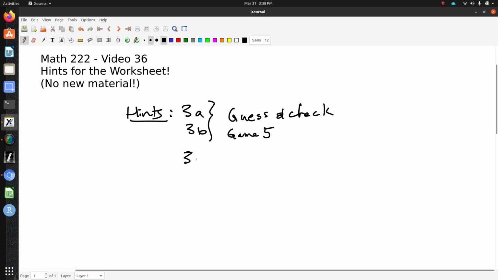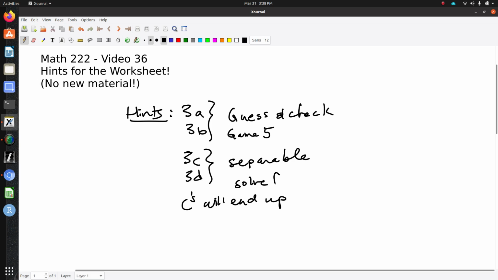For 3C and 3D, they're of course separable, but there's no really easy shortcut. They're just kind of a nuisance, and it's okay because it's just separable, so you end up with 2 review questions, one on the left and one on the right. No big deal. The C's will end up in weird places because you're going to have to solve for y when you're done, so the y's will end up looking like they're in strange places, but don't worry about it, it's fine.